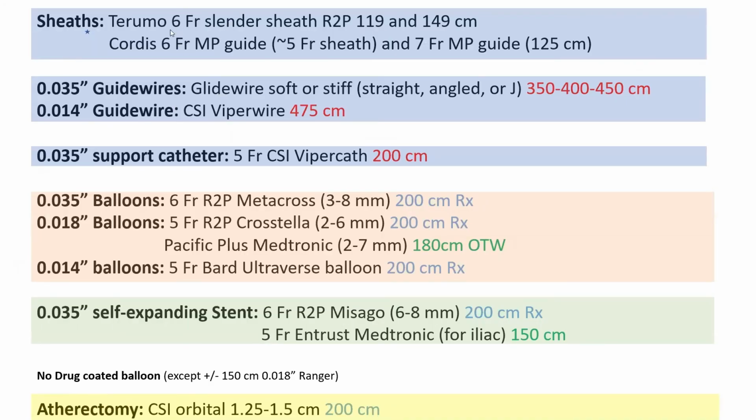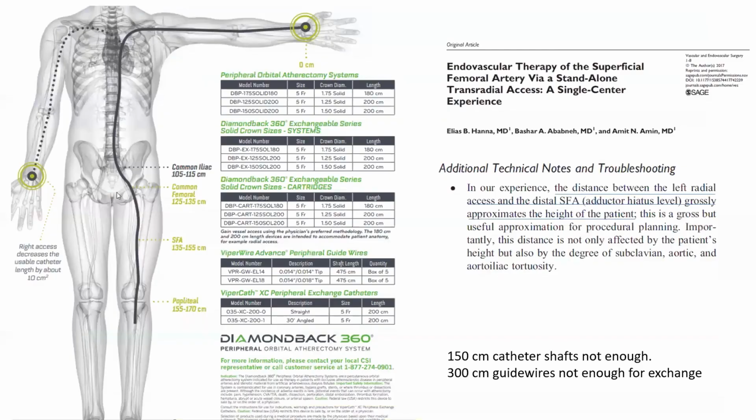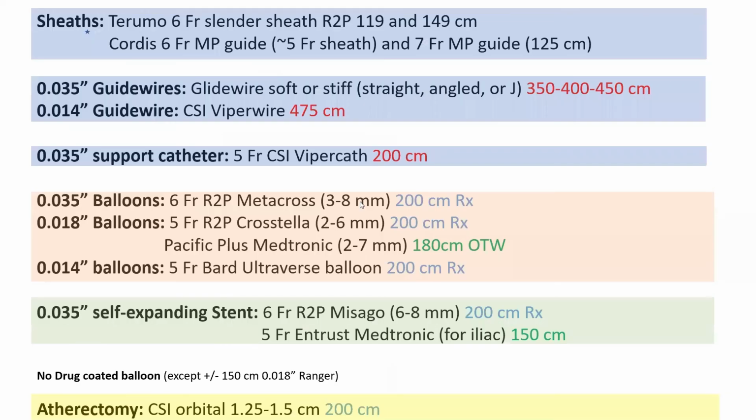Okay, so nowadays we have the Terumo 6 French, very slick hydrophilic slender sheath, R2P, radial to periphery, 119 and 149 centimeter. Again, for reference, 119 is for iliac intervention, and 149 centimeter you can use for SFA and popliteal interventions. The outer diameter of this is like a very slick 5 French sheath, so it is fairly small, and I haven't had much spasm issues with it.